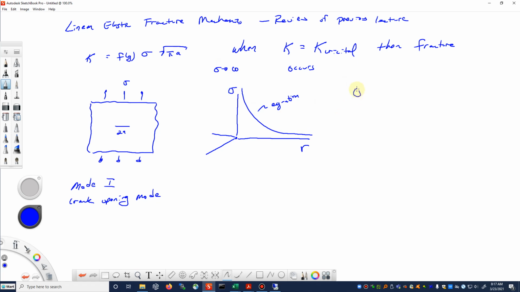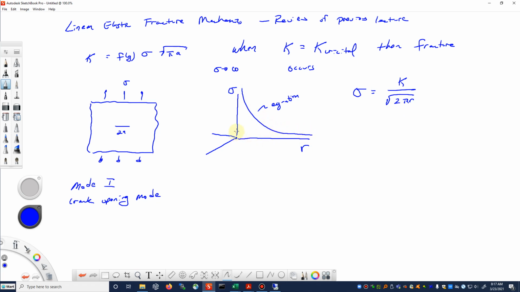The stress follows an equation that looks similar to this: K, whatever our stress intensity is, divided by 2 pi r, where r is the distance ahead of the crack tip. So when r goes to 0, then we have a singularity of power 1/2. Okay, it's a square root r singularity.